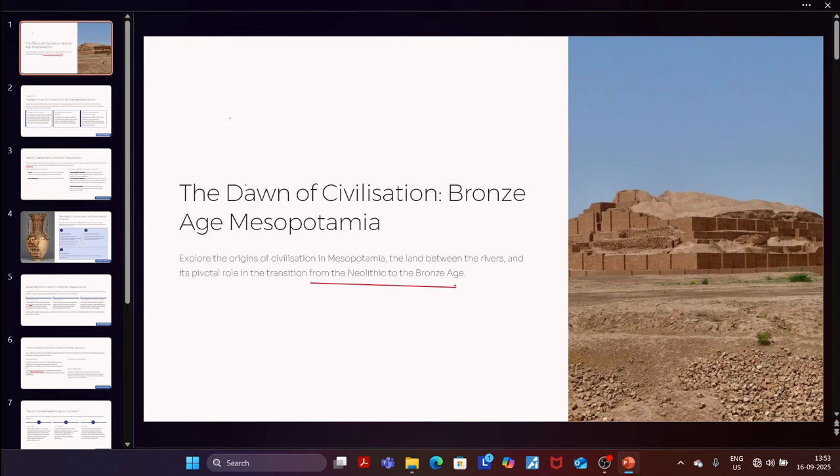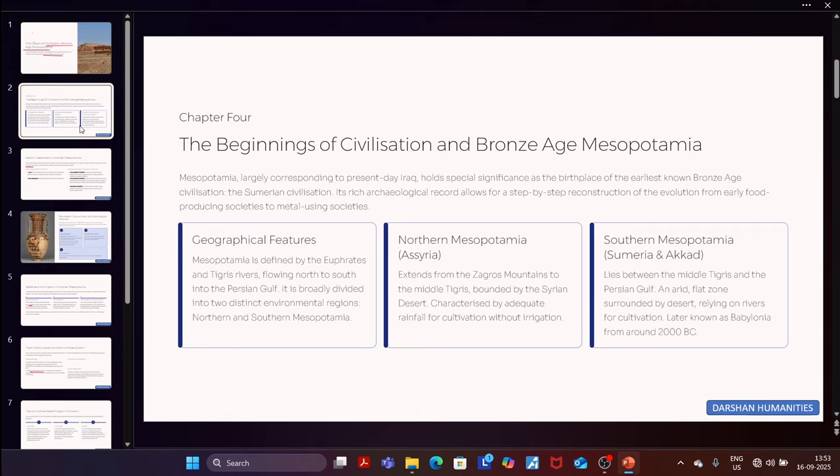We'll also look into the development of key innovations like irrigation, metallurgy, writing, and urbanization, culminating in the rise of powerful city states and empires. Especially, we will look into the role of temple, the formation of class stratified societies, and also the legal code of Hammurabi. So let's get started with this chapter, with this lecture.